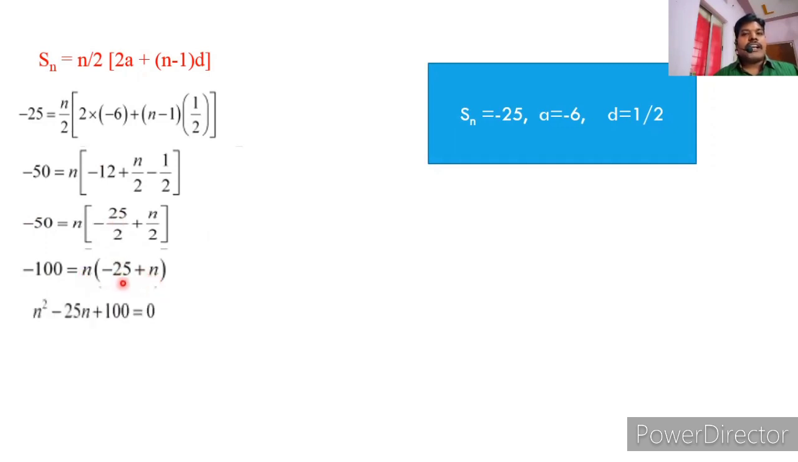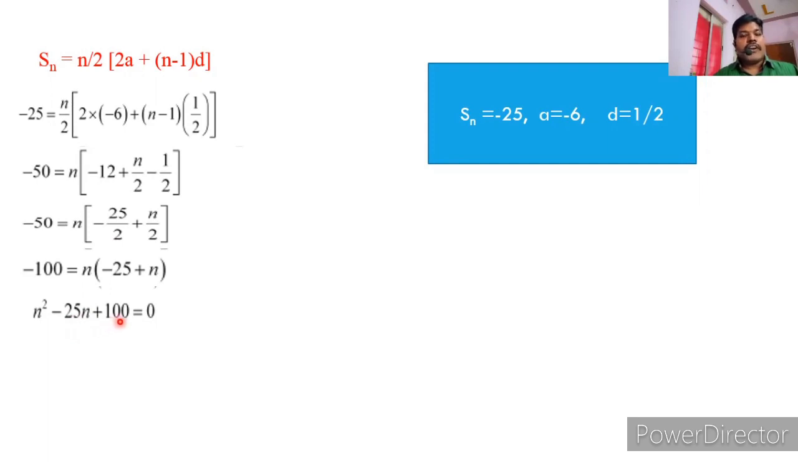Multiply with n here, what will you get? N square minus 25n. Take this minus 100 to this side, it will become plus 100. So here we got a quadratic equation in terms of n. So we will take the factorization for the roots. So what will we get? 25n, and we have to get the product 100. So we will take 20 into 5, 20 plus 5 is 25.